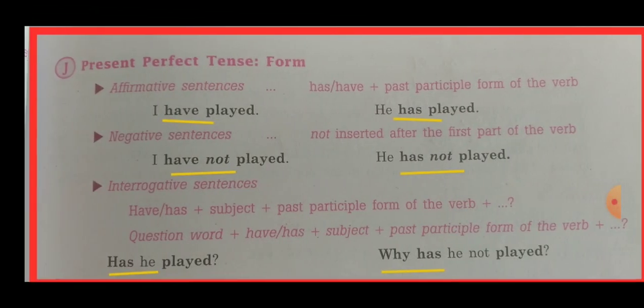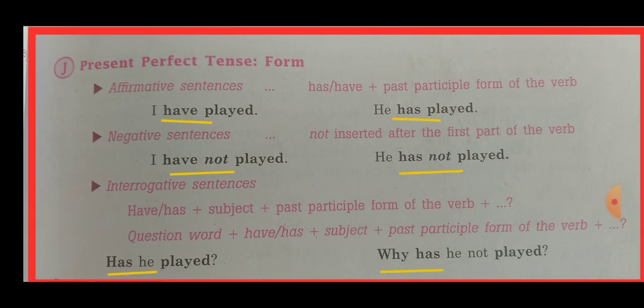Next, which form of the verb is used in present perfect tense? Here in present perfect tense we use has, have as helping verb, plus the verb's third form, which is known as past participle also. And have is used with plural, has is used with singular. Like, I have played, he has played.